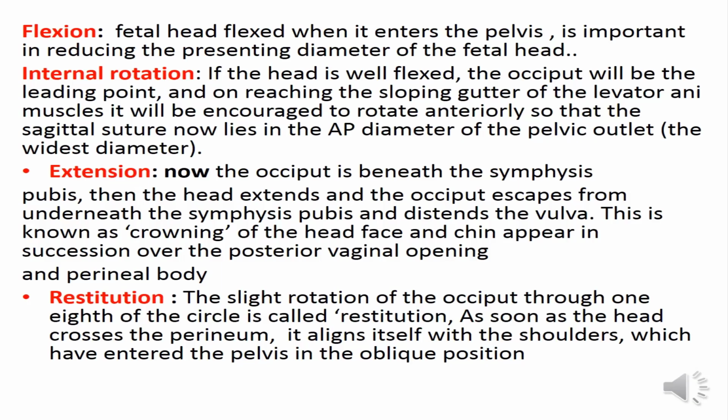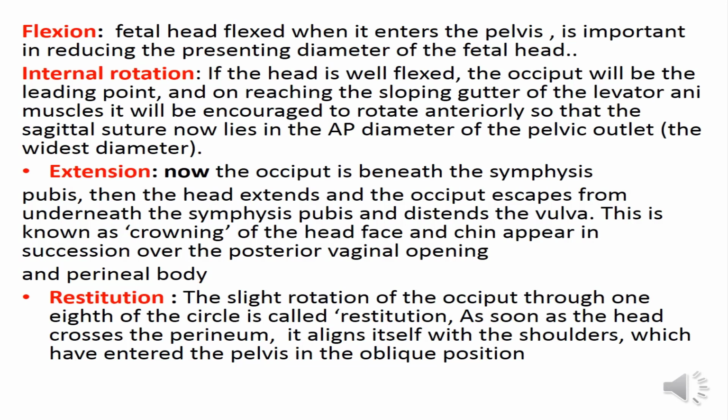The fetal head is flexed when it enters the pelvis. It is important in reducing the presenting diameter of the fetal head. Internal rotation. If the head is well flexed, the occiput will be the leading point, and on reaching the sloping gutter of the levator ani muscles, it will be encouraged to rotate anteriorly, so that the sagittal suture now lies in the anterior-posterior diameter of the pelvic outlet, which is the widest diameter.